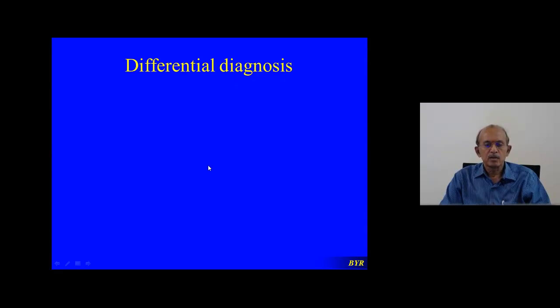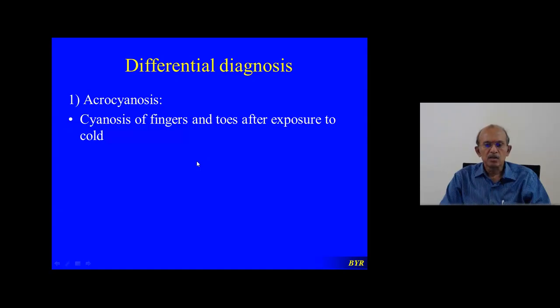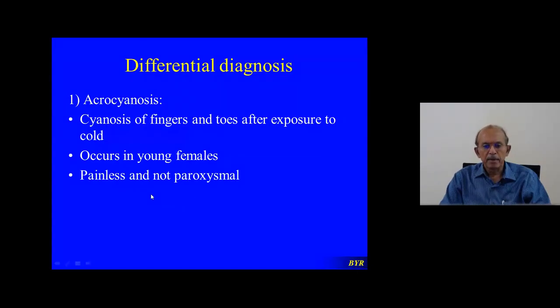Differential diagnosis. We have to differentiate from other conditions where, when the fingers are exposed to cold, they get pallor or cyanosis. So what are the other conditions? Acrocyanosis. There is cyanosis of fingers and toes after exposure to cold. This occurs in young females, painless and not paroxysmal, relieved with sympathectomy. It is just similar to Raynaud's, but there is only cyanosis here.